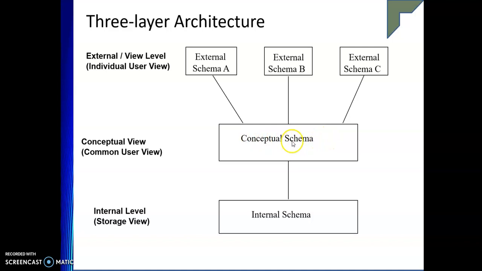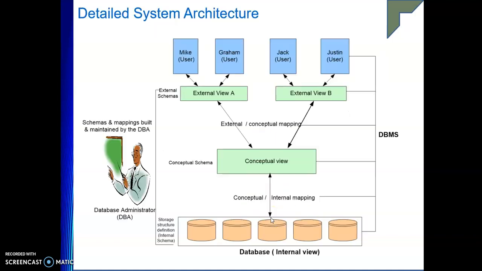Lastly, in the internal level, we see how the data is stored internally, because the conceptual schema is logical, and here we are talking about the physical thing. It's like Mike is one user, Graham is another user, Jack is another user. They are seeing the external views A and B, and these are mapped into the conceptual view, and the conceptual view is mapped into the internal structure of the database itself.